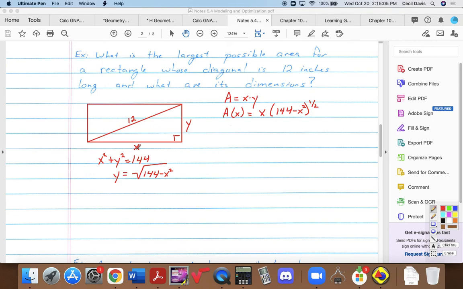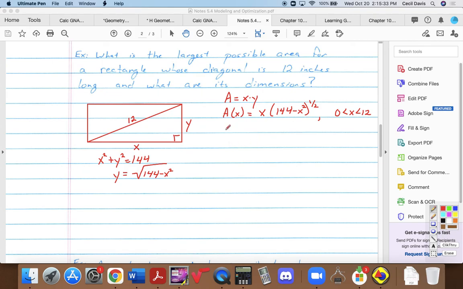Okay, what's the biggest that x could be? Just under 12, right? Anything less than 12. So 0 is less than x is less than 12. I don't always do that. I'll be completely honest, a lot of times I just think about it as I go by. But it's not a bad idea to write the domain.